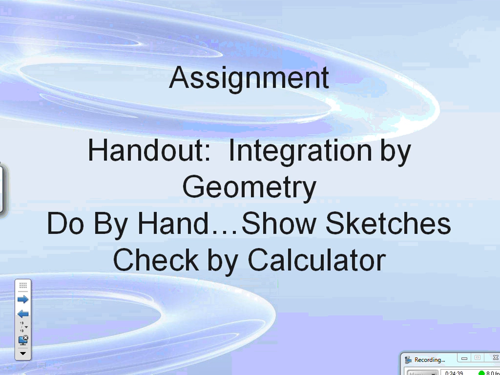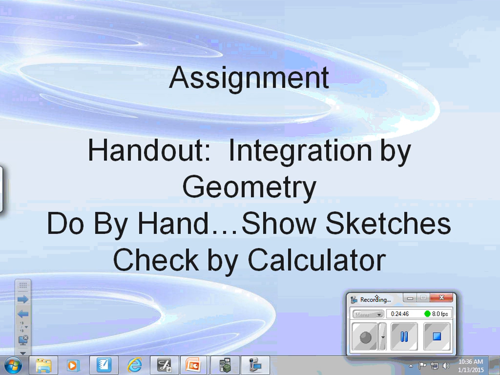Okay, so that's enough. The handout I'm going to give you is fun and interesting.